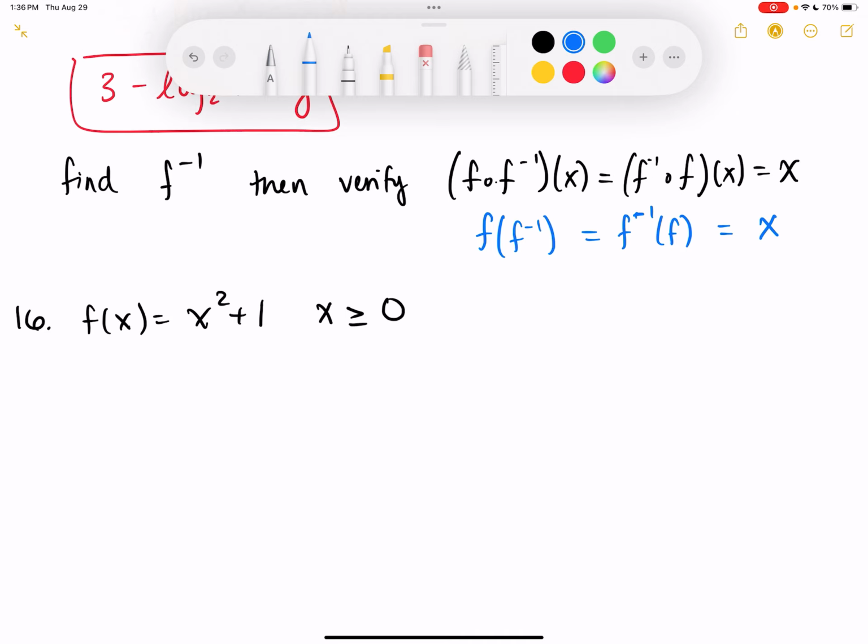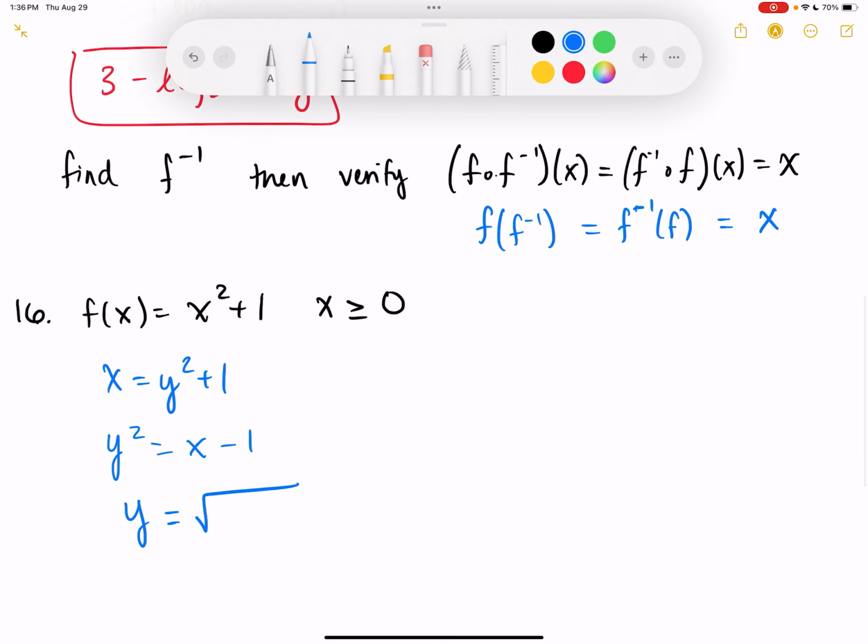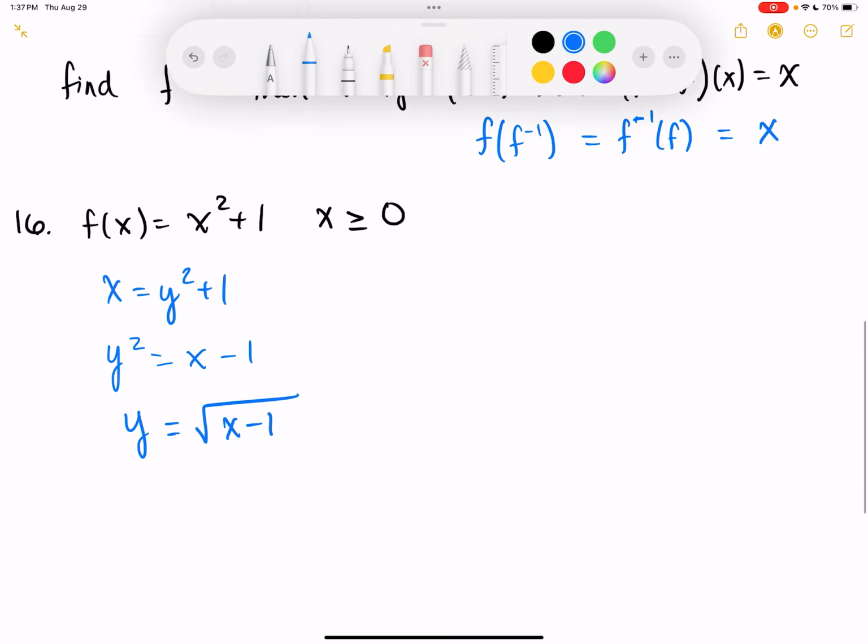So swap x and y, so x equals y squared plus 1. Y squared equals x minus 1. So y equals, and obviously plus or minus, this is why I think they're doing it. But we need the positive one, so we're just going to do the positive square root of x minus 1. Ultimately, I think both of them are going to work the same because when you plug it back in, it's just going to square it, so it's not going to matter. So that's the first part.